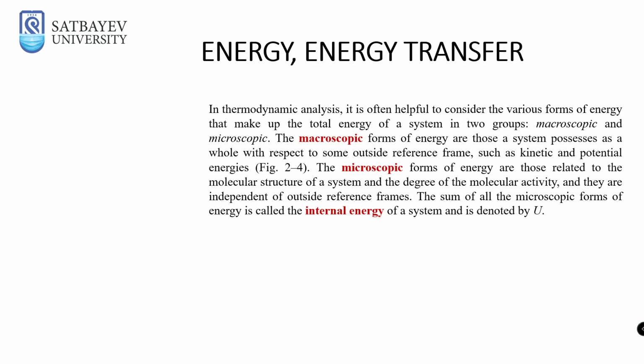In thermodynamic analysis, it is often helpful to consider the various forms of energy that make up the total energy of a system in two groups, microscopic and macroscopic. The macroscopic forms of energy are those a system possesses as a whole with respect to some outside reference frame, such as kinetic and potential energies. The microscopic forms of energy are those related to the molecular structure of a system and the degree of molecular activity, and they are independent of outside reference frames. The sum of all the microscopic forms of energy is called the internal energy of a system and is denoted by big U.